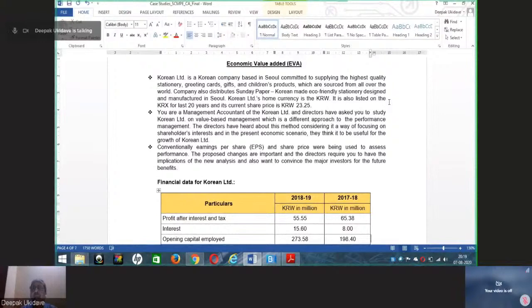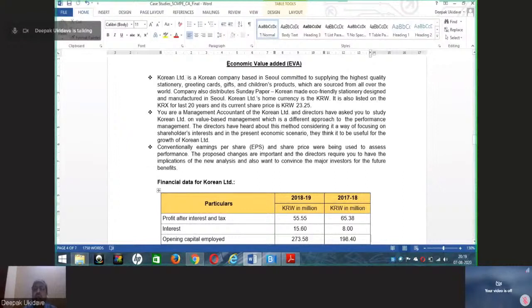But still, the parameters or techniques used for performance evaluation in today's time are much beyond EPS, DPS and MPS. They mainly concentrate on financial and non-financial measures, which we have discussed at length. So let's now read this case, again highlighting some of the key points and then understanding the topic.